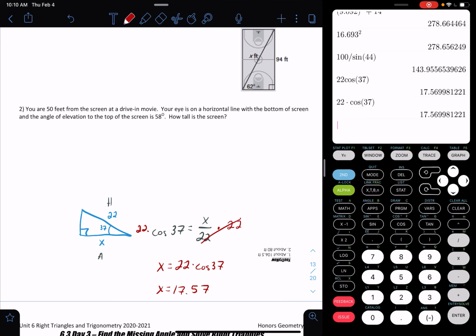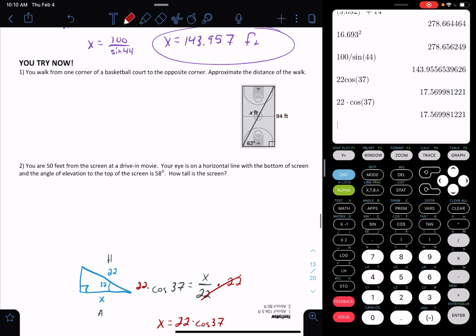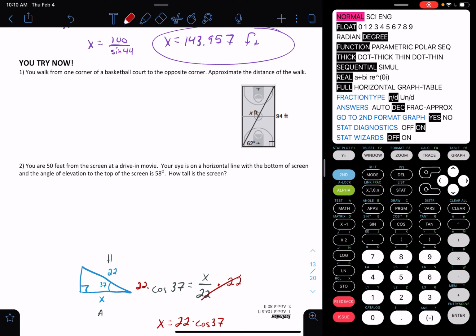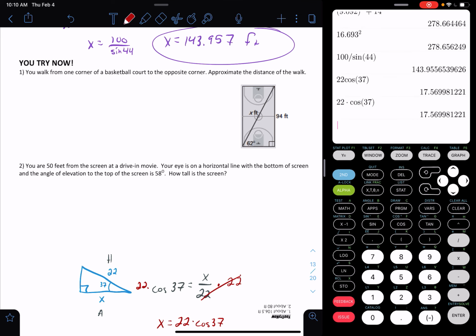Okay, so you've got a couple you try nows, just two. Make sure to practice those. Make sure your calculator is in degree mode. Remember, check your mode. Make sure degree is highlighted. Other than that, make sure you practice this. Understand, you plug an angle into sine, cosine, tangent, and that equals the ratio of the sides.